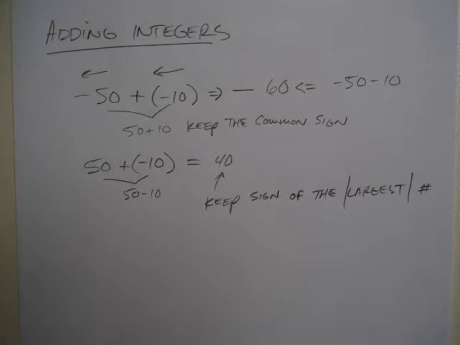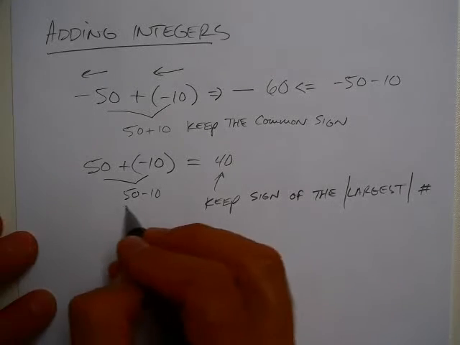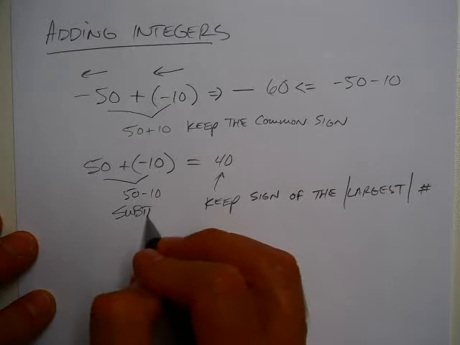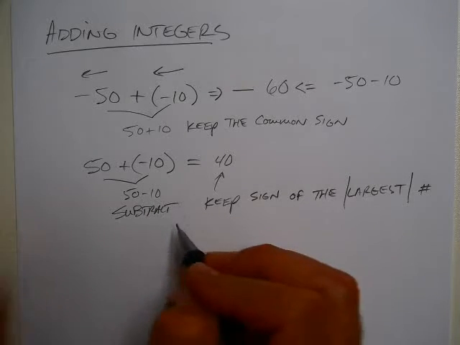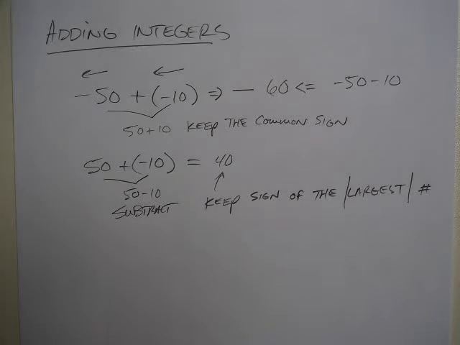So I'm going to subtract these guys when the signs are opposite. I'm going to add them when the signs are the same. Okay. And keep the sign of the absolute value of the largest number. Since the 50 was positive, the answer will be positive. All right. Good? Yeah.